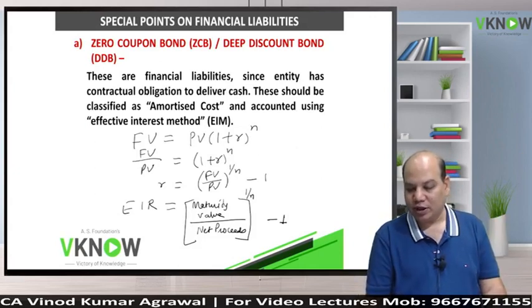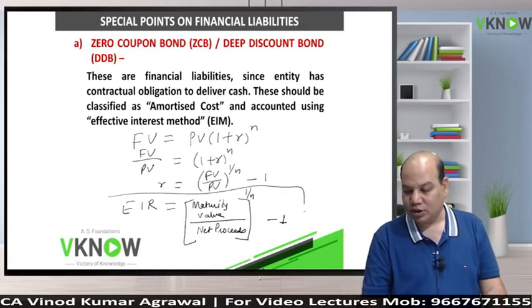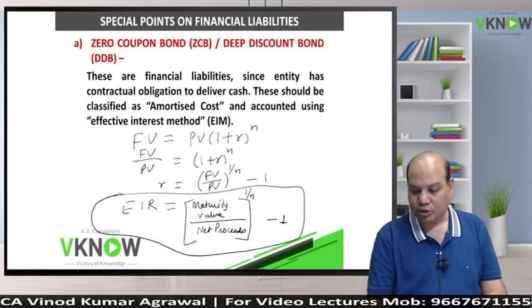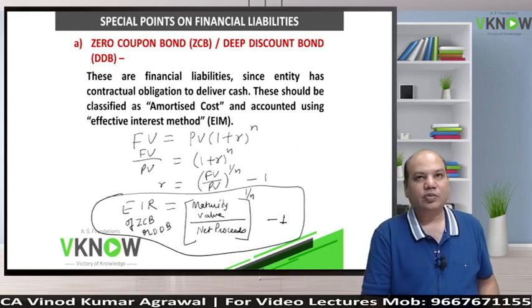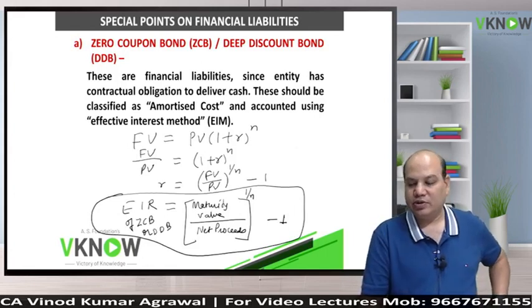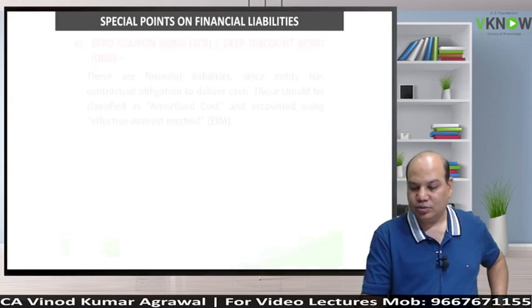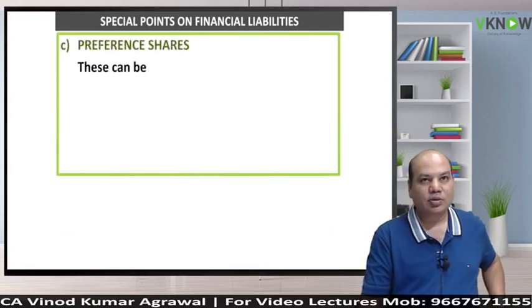So to save time, this is the direct formula of EIR of ZCB or DDB. Direct formula. Otherwise, any other method, if you know, you are free to apply. Another complicated instrument is preference share.